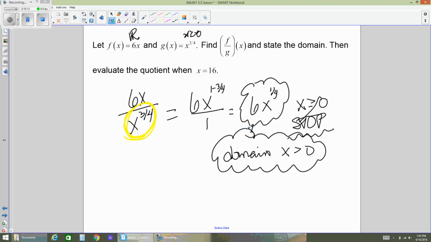Okay, now we're ready to go ahead and plug the 16 in, and I'm going to do this straight in my calculator. Okay, so I had 6 times 16 to the 1/4. I put it right into my calculator, and I got 12.